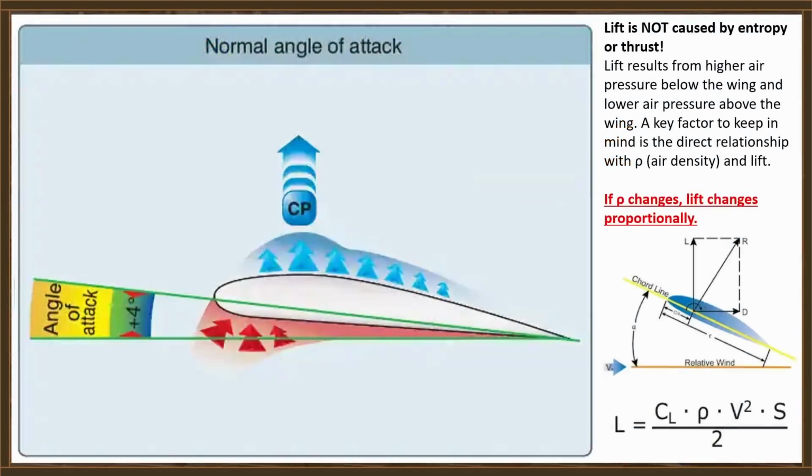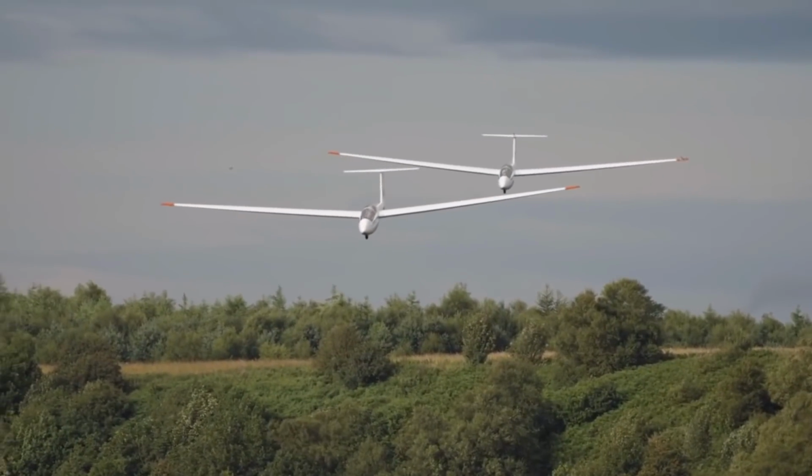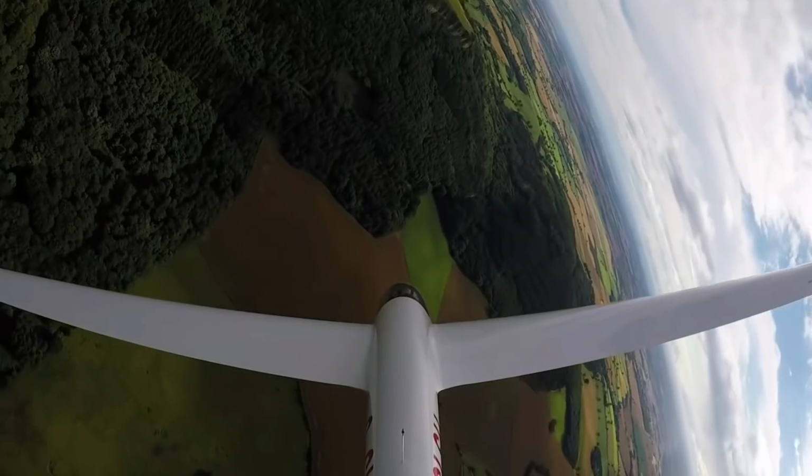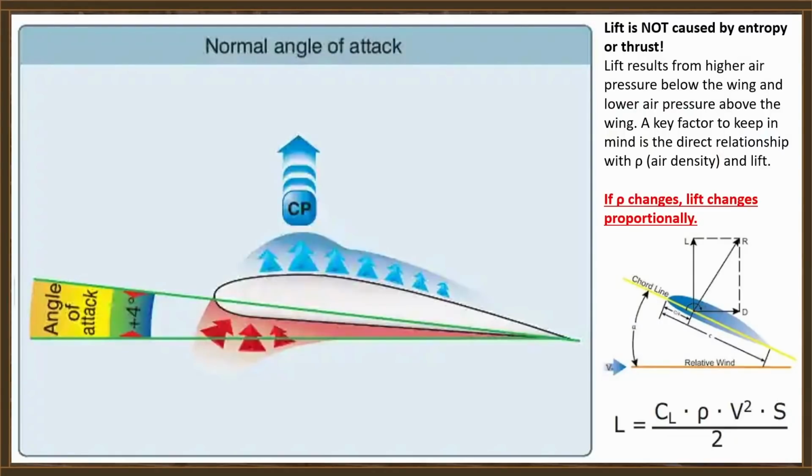Okay. Lift is not caused by entropy or thrust, Brian. Have a look at these airplanes. They don't have any thrust, but those wings produce an enormous amount of lift. Lift results from higher air pressure below the wing and lower air pressure above the wing.